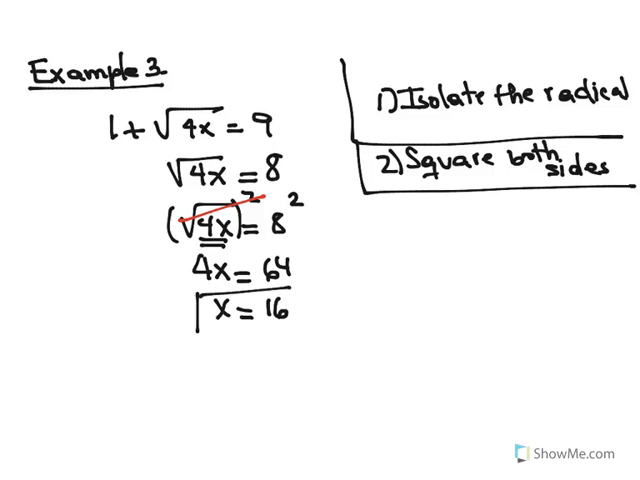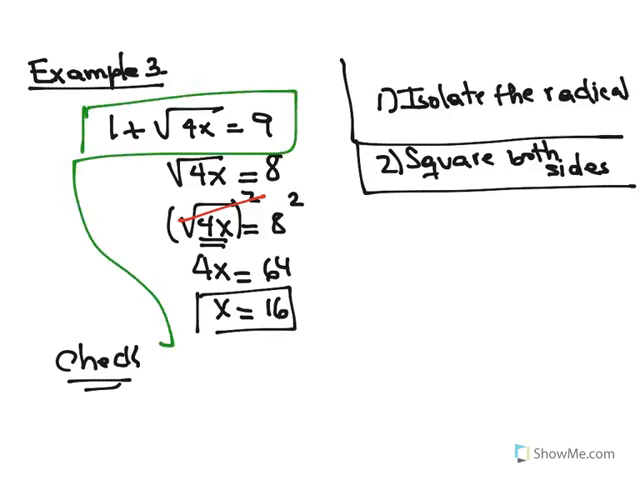All right, so x is 16. Let me check my answer. Remember that to check your answer, you write the original equation right here, okay? So let me write my original equation. 1 plus square root of 4x is equal to 9. Okay, I'm going to put here 16.